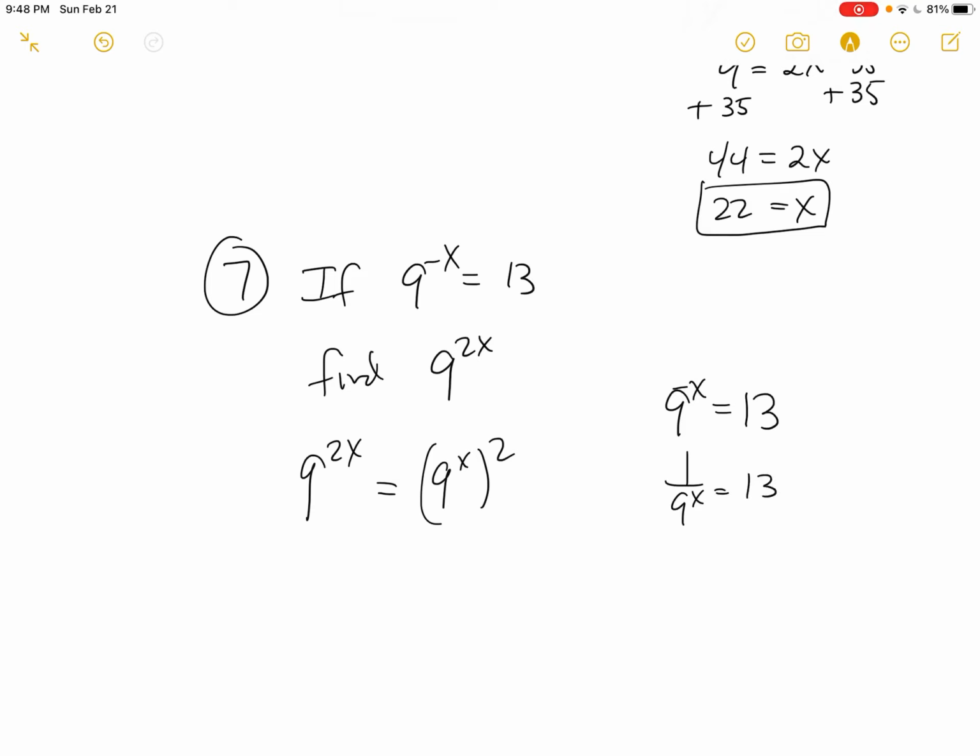There are lots of ways you could do that. You can invert both sides, you can clear, but you'll find that 9 to the x is equal to 1/13. So this means this is 1/13 squared, which you know is 1 over 169, and you're finished. So just a nice thinking exercise of consequences of what you know as a result of being told a piece of information and then still staying within that base realm.